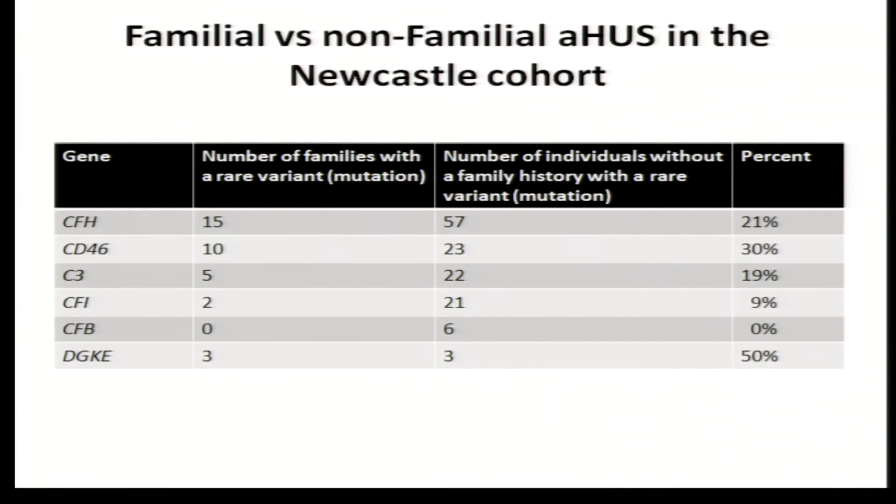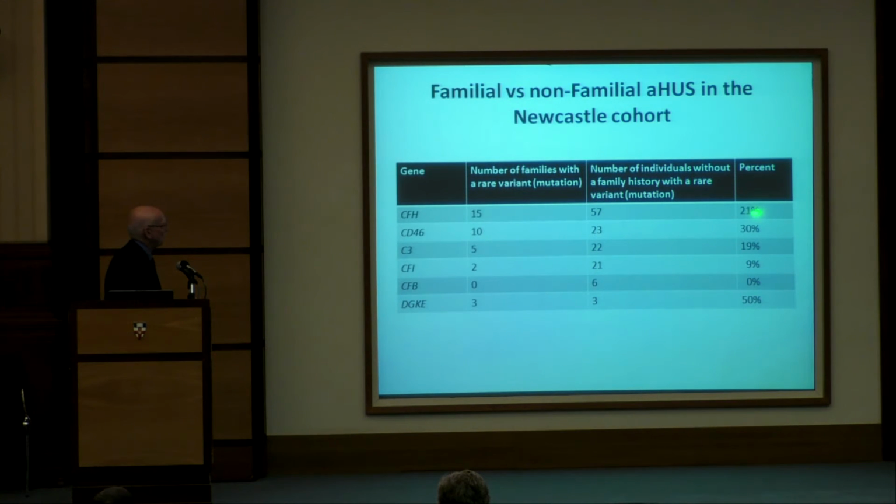So what I've done here is taken the whole of a cohort that we've been studying over the last 30 years, and I've compared the number of families who have what I call a rare variant, a mutation in the genes, and the number of individuals without a family history, who do not have a member of a family who's been affected, who've got a variant in that same gene. So for factor VIII, there are 15 families, 57 individuals. 21%, therefore, that is 21% of the total. CD46, 10, 23. C3, 5, 22, 19%.